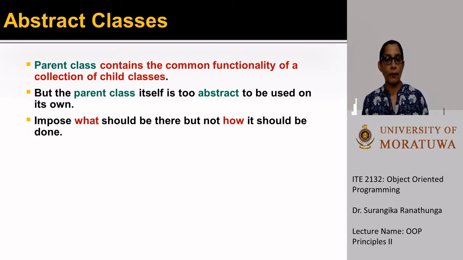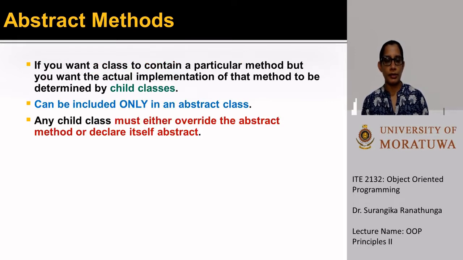So if you create an object and if someone calls the move method, you are in trouble. Why? Because the move method is not implemented in the vehicle class. So in that sense, we should not allow vehicle class objects to be created. So in order to achieve that, we can make the vehicle class an abstract class.